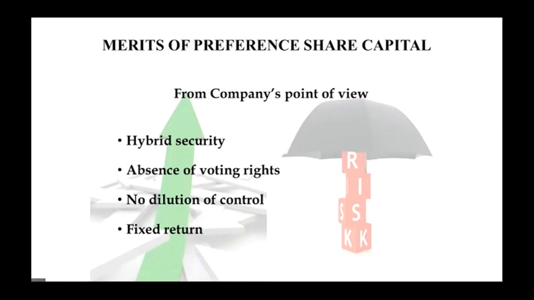So from the company's point of view, it's a hybrid security, absence of voting. You don't have voting rights, but there's no dilution of control. And when you have preference shares, you have a fixed return because you will determine this is what I want. Nobody can change it. If you are expecting this amount of money every year, this is not determined by whether the company makes a profit or a loss. You have a fixed return.